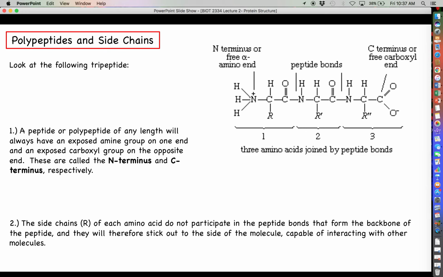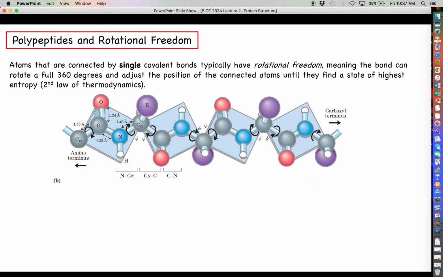So the most important thing to understand about the side chains once their amino acid is a part of a protein or a peptide is that these side chains have some freedom to be able to interact with other molecules in the general vicinity, other molecules that might come into contact with the protein or the peptide, like water, for instance.